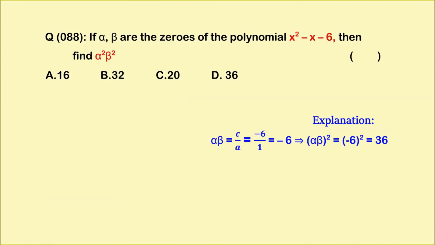Question number 88. If alpha and beta are the zeros of the polynomial x square minus x minus 6, then find alpha square beta square. We know that alpha into beta is the formula C by A. So in this one the value of C is minus 6 and A is 1. If you substitute the values in C by A, we will get minus 6 by 1, that is equal to minus 6. So we have to find alpha beta whole square, that is minus 6 whole square. So 6 square is 36. So the right answer is D.